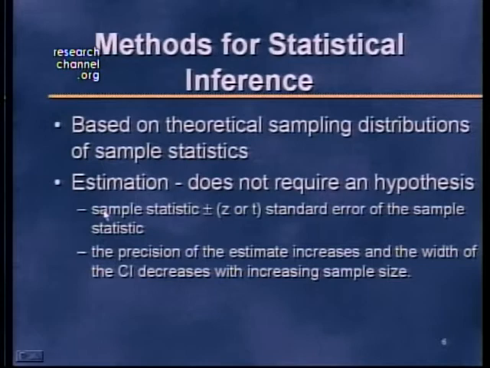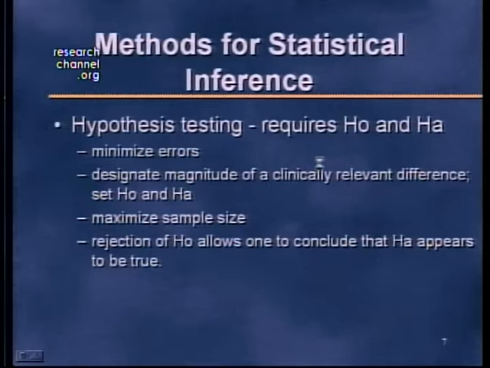Okay. We also looked at another method of making an inference, hypothesis testing, which is one that requires a null hypothesis and an alternative hypothesis. We said that in hypothesis testing, our aim is to try to minimize two possible errors: alpha, the probability of a type 1 error, which is rejecting the null hypothesis when it's really true, and beta, the probability of a type 2 error, which is the probability of failing to reject the null hypothesis when it's really false. So we'd like to minimize our mistakes.